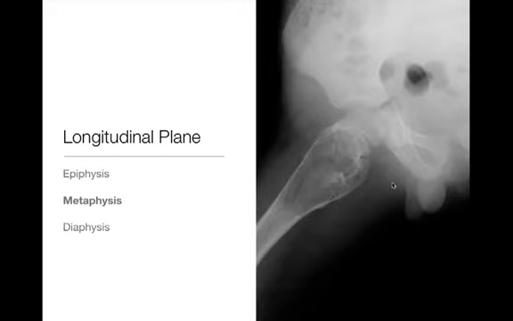Next up is the metaphysis. So metaphyseal lesions, here we have a geographic lytic lesion, non-sclerotic border, narrow zone of transition, centered, so this lesion is centered in the metaphysis and somewhat of the diaphysis of the proximal femur. And this is a child, as we can see. So we have a nice distinction of the epiphysis. Here's the physis, the unfused growth plate, and the metaphyseal lesion itself.